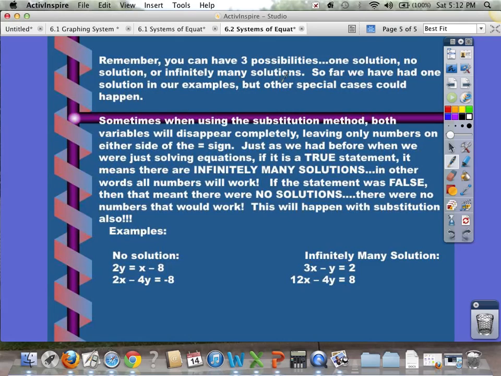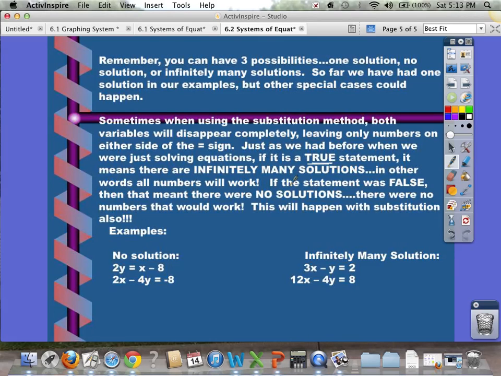Sometimes when you're using the substitution method, both variables will disappear completely, and they'll leave only numbers on either side of the equal sign. We've had that before. It was a little confusing. I think you would probably be better off with this now since you've already been exposed to that. Just as we had before when we were solving those equations, if it is a true statement, like 2 equals 2, 10 equals 10, negative 4 equals negative 4, it means there are infinitely many solutions. That means any x and any y will work. It does not matter, they all work.